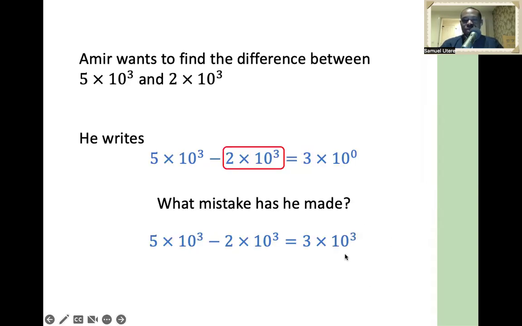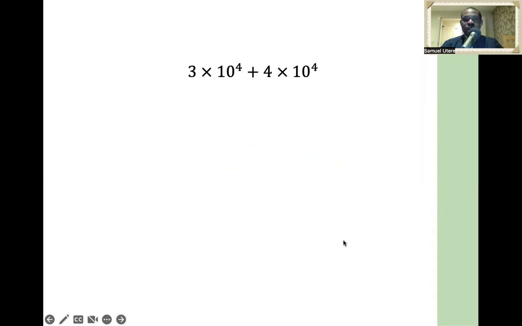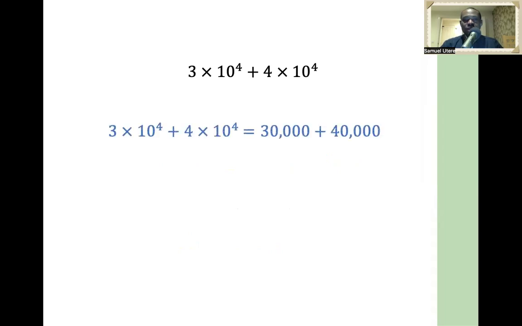Have you noticed something with the power when we subtract it and because we have the same power? Just take note of what you think is going on. Let's look at another example. 3 times 10 to the power 4 plus 4 times 10 to the power 4 will be this. So that is 30,000 plus 40,000, which will give us 70,000. In standard form, that is 7 times 10 to the power 4. Okay, 7 times 10 to the power 4.